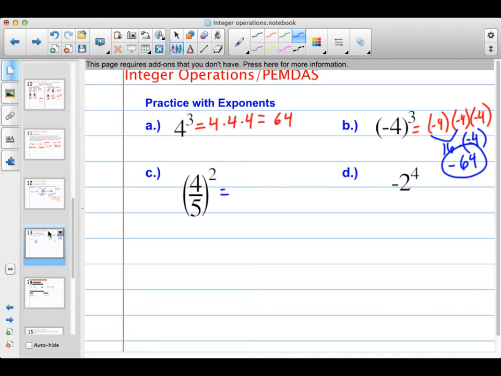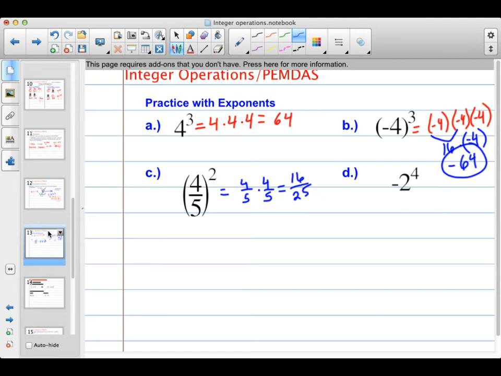We can also take exponents of fractions. 4/5 to the second is 4/5 times 4/5. Top times top, 4 times 4 is 16. Bottom times bottom, 5 times 5 is 25. And if this fraction reduces, we reduce it, but I don't think that one does.